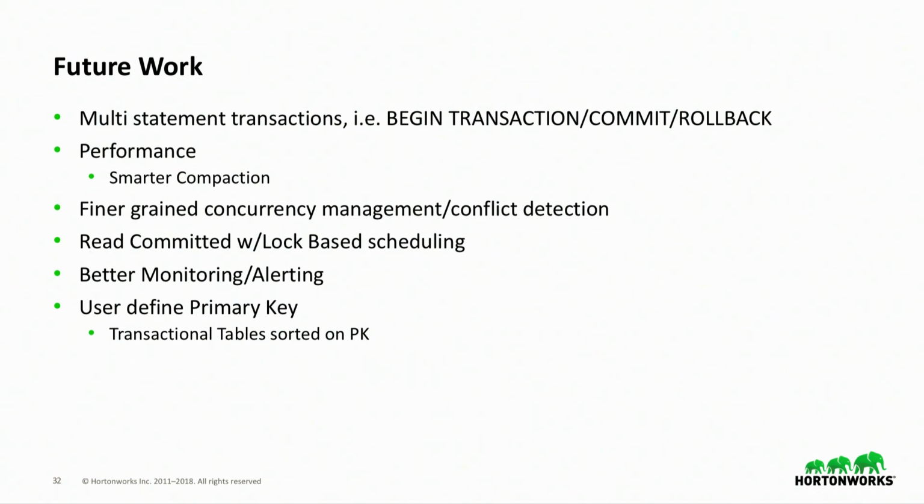Adding support for, so right now these transactional tables, at least the ones that support full CRUD, are sorted on this internal primary key, the row ID. It would be useful to add support for tables that can be sorted on a user-defined primary key. That will make some of these operations, especially an operation like the merge statement, more efficient.